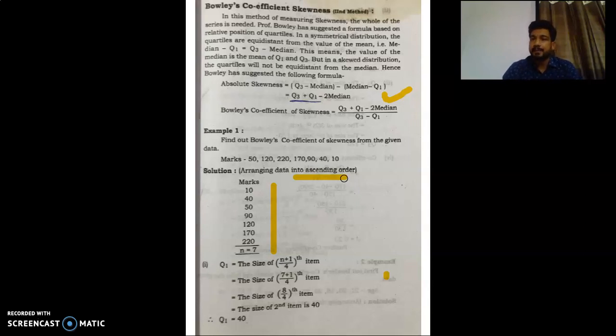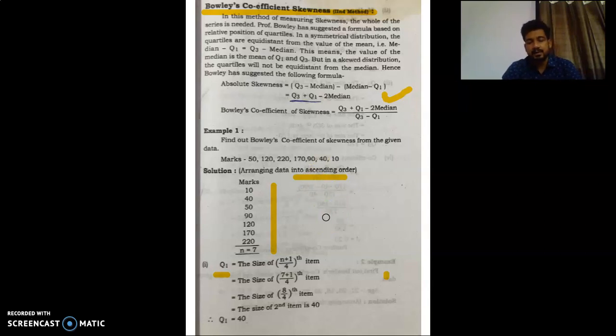So when there will be a median, the first thing you should keep in your mind is that the data need to be arranged in ascending order. Now we have to calculate Q1. Q1 equals the size of (n plus 1) upon 4th item. Let me underline this first, because this is a method that we need to solve.